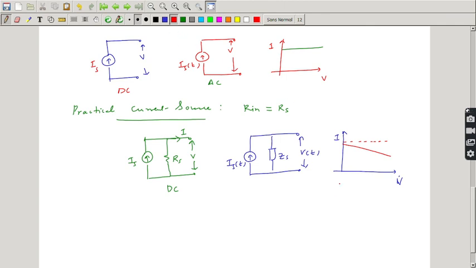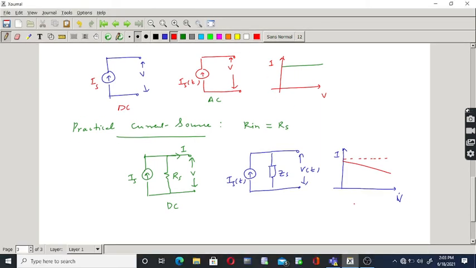So these are the active elements, the current source as well as the voltage source. In the next video we would like to discuss the circuit laws. I will stop here.